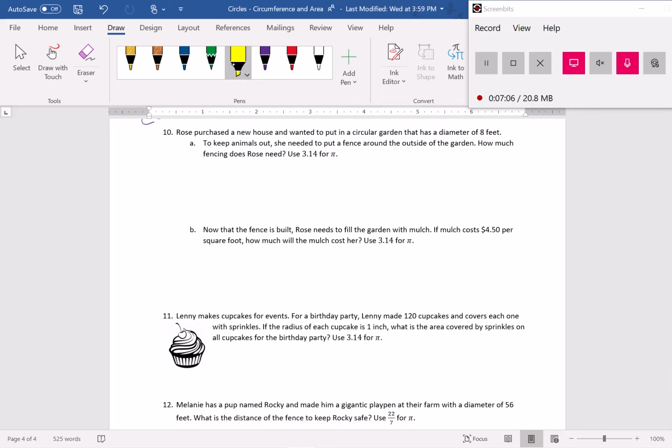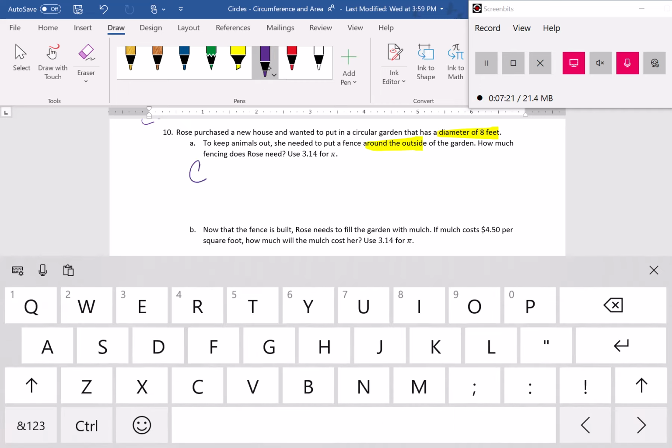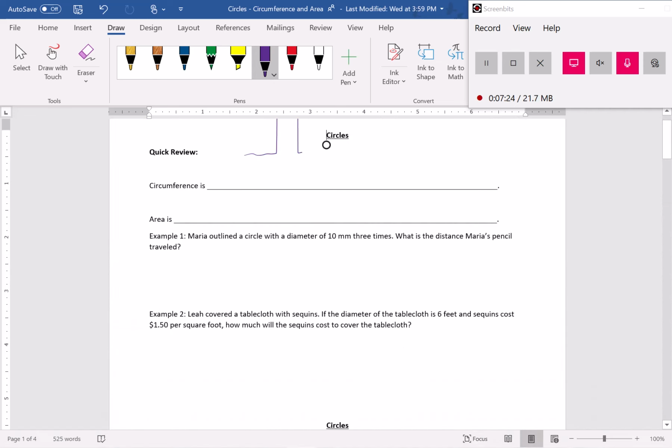Rose purchased a new house and wanted to put in a circular garden that has a diameter of 8 feet. To keep the animals out, she needed to put a fence around the outside of the garden. How much fencing does Rose need? Around the outside is circumference.